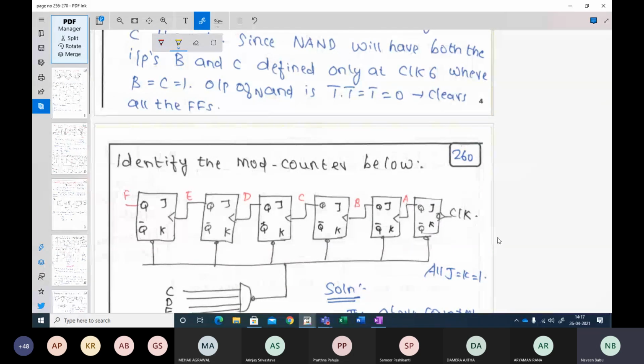First question: is it a positive triggered circuit or a negative triggered circuit? My second question is, what is the mod n value of this particular counter? Can anybody answer my first question? Whether it is positive triggered or negative triggered? Is it positive triggered or negative triggered?